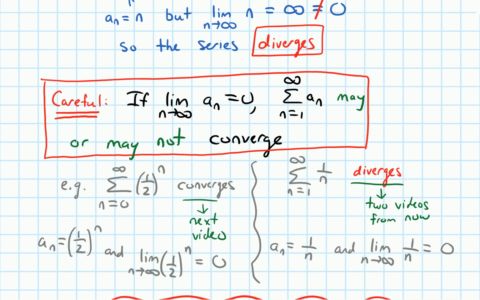On a really conceptual level, the terms in the first series, the sum of 1/2 to the n, get close to 0 really, really fast. And that's why this one converges. But the terms in the series 1 over n get close to 0 a lot more slowly than the 1/2 to the n's do. And that's what leads to it diverging. But again, we'll show why this actually diverges in a future video.